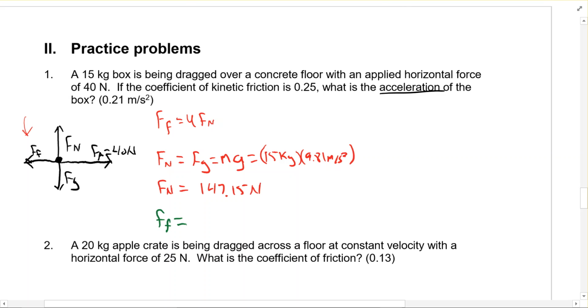Okay, so now that I know that, the force of friction is going to be just mu times that. So mu times Fn, which is equal to 0.25 times 147.15 newtons. So the force of friction is equal to 36.79 newtons. Okay, so now that I know that, that's step number one, that's this. That is 36.79 newtons.